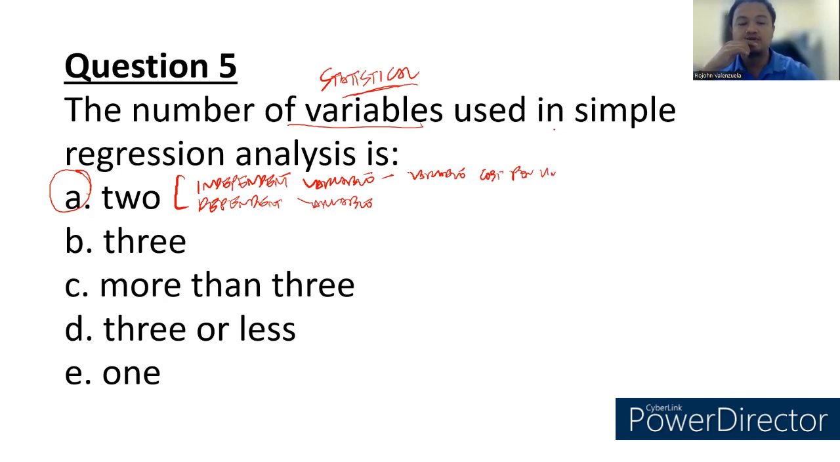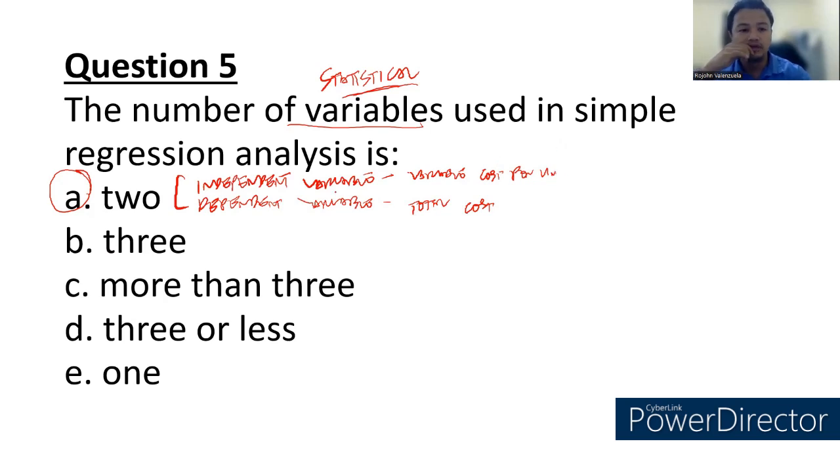Actually, hindi yung variable cost per unit eh. Ito yung dependent variable, yan yung ating total cost. Yung ating independent variable, yun yung activities. Yan, buburahin lang natin.